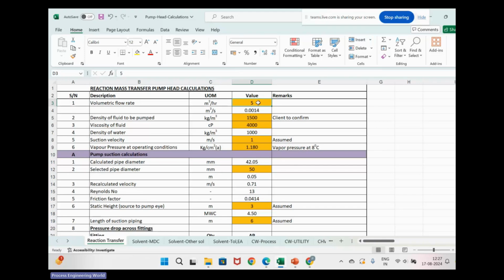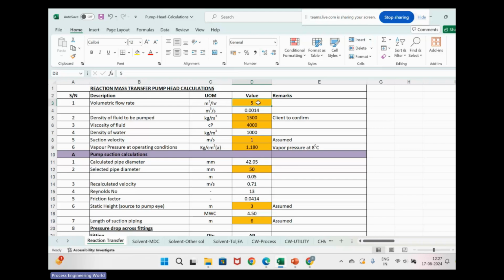So let's say from the maximum point of view, you need to transfer 5,000 liters in 1 hour. So you need at least a 5 meter cube per hour pump so that it can transfer 5,000 kg per hour, if the density is 1,000 kg per meter cube. Am I right? Yes, sir.